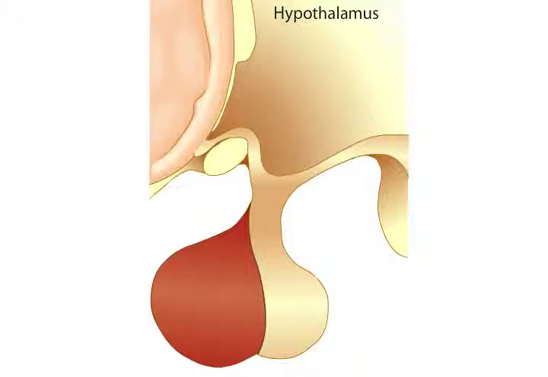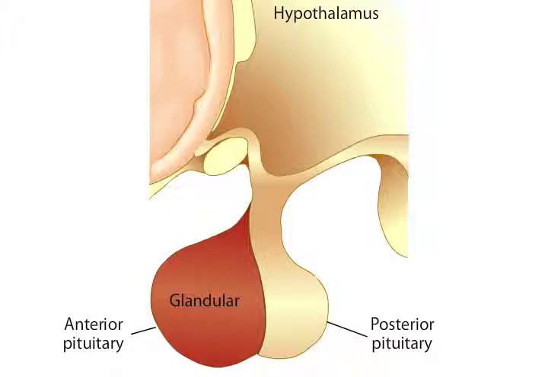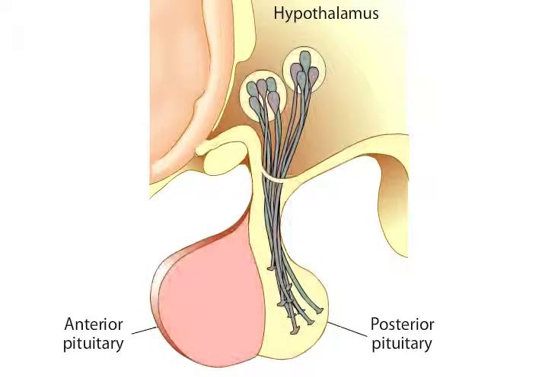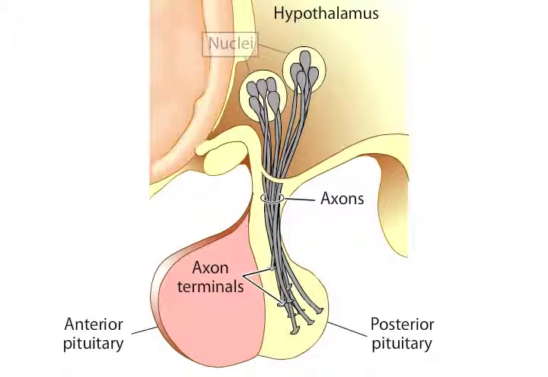The pituitary gland consists of two distinctly different parts. One part, the anterior pituitary, originates from glandular tissue. The other part, the posterior pituitary, consists of neural tissue and is essentially an extension of the brain. As an extension of the brain, the posterior pituitary contains axons from neurons in the hypothalamus. The cell bodies of these neurons are clustered in groups called nuclei.